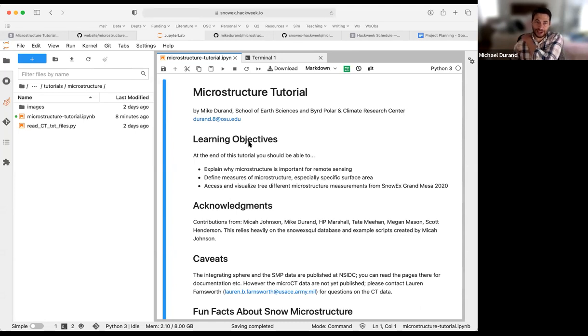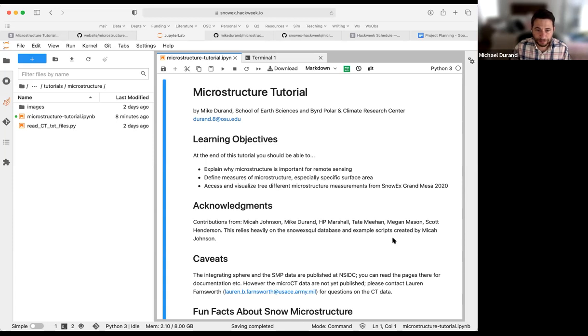So today, the goal for the end is to be able to explain why microstructure is important for remote sensing. Might seem counterintuitive at first. Define different ways to measure and quantify snow microstructure, especially specific surface area, and then access and visualize 3 different microstructure data sets from SnowEx Grand Mesa 2020.